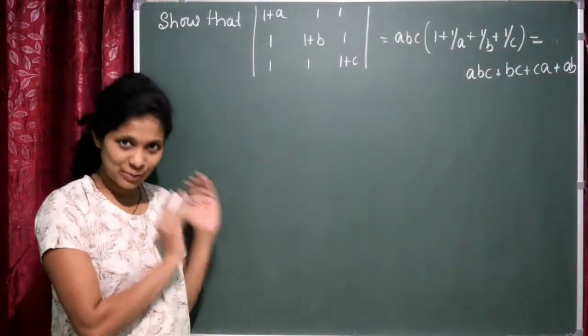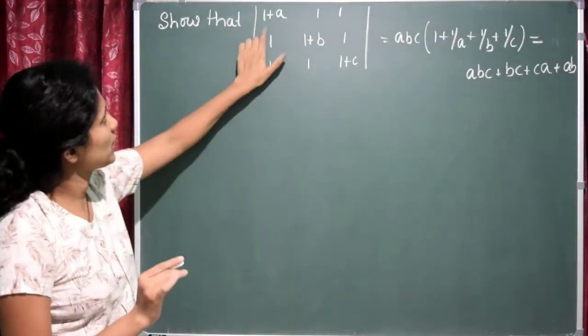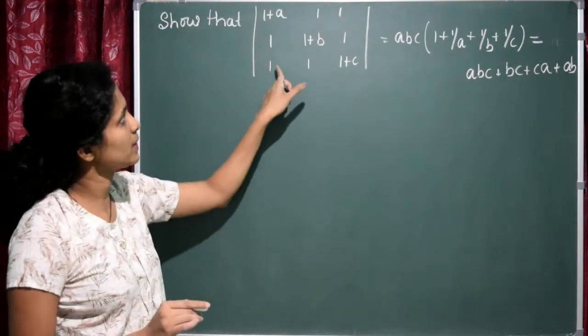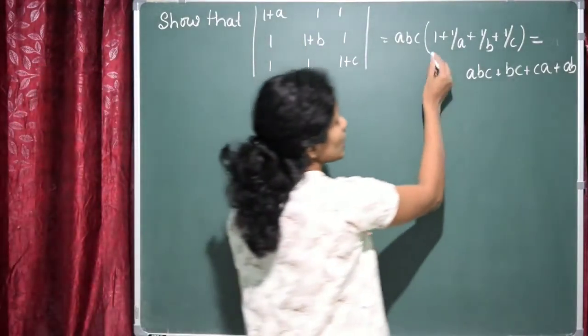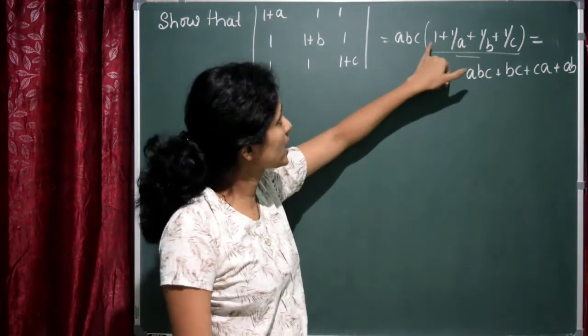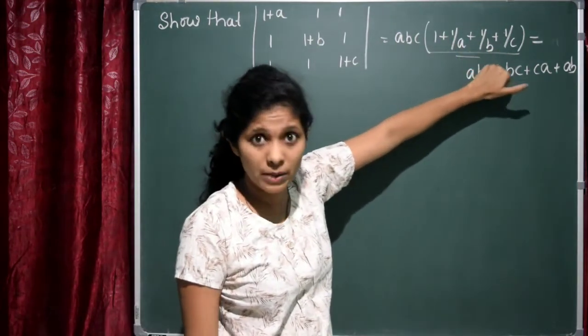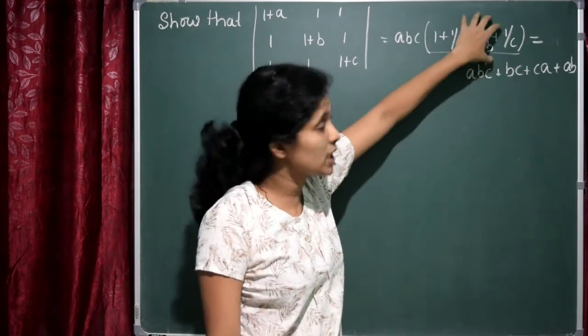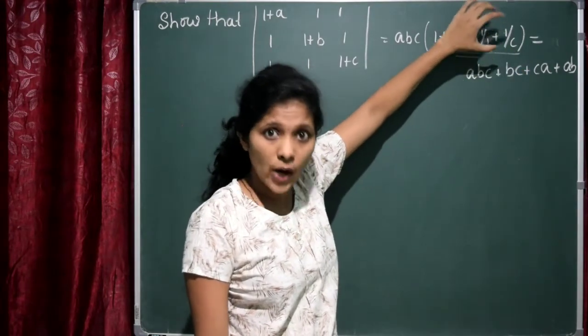This is also one of the important problems. Show that the determinant with rows 1 plus a, 1, 1; 1, 1 plus b, 1; and 1, 1, 1 plus c, you have to observe this one. You have to prove this determinant equals abc times 1 plus 1 by a plus 1 by b plus 1 by c. So we need to get this value, right? You have to prove this one.